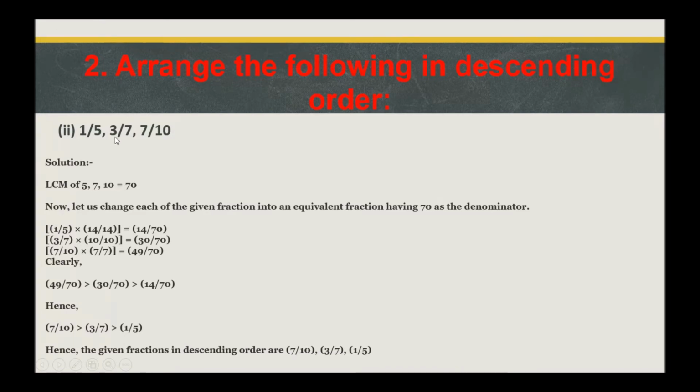Second, 1 upon 5, 3 upon 7 and 7 upon 10. In the same way, we will find the LCM first. So the LCM is 70. Now we will make the given fractions into equivalent fractions. So it is 14 upon 70, 30 upon 70 and 49 upon 70. Now we will find the descending order from this. So it is 49 upon 70, 30 upon 70 and 14 upon 70. That means it is 7 upon 10, 3 upon 7 and 1 upon 5.